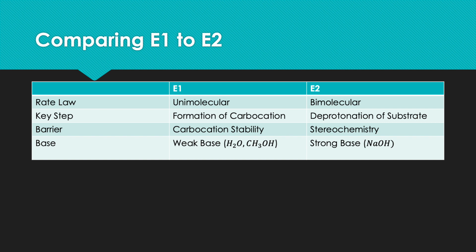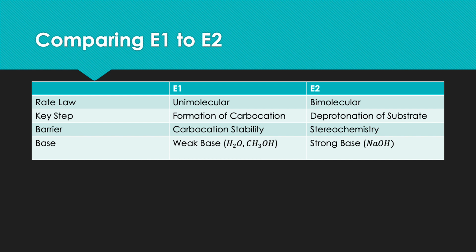Comparing E1 to E2. The rate law of E1 is only based on the substrate, while the rate law of E2 reactions is based on the substrate and the base. The key step of E1 reactions is the formation of the carbocation, and for E2 it is the deprotonation of the substrate. The barrier of E1 reactions, which you must get across, is carbocation stability. The stability of the carbocation is very important for an E1 reaction to work.